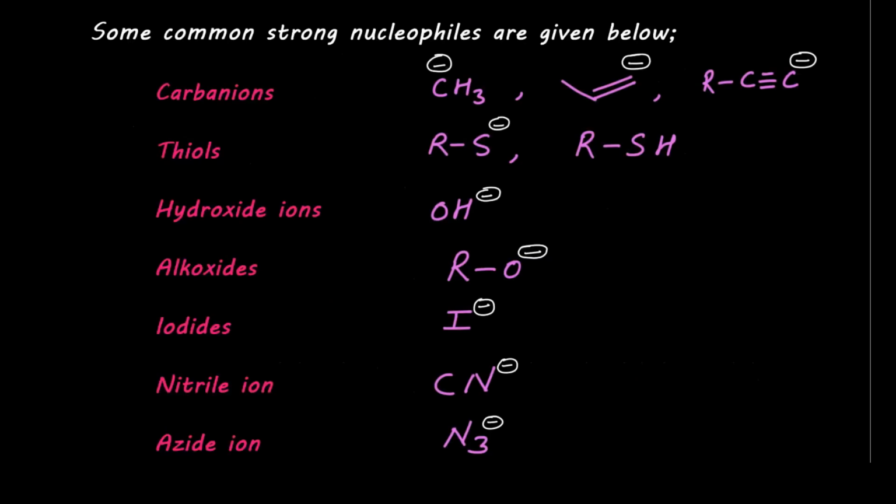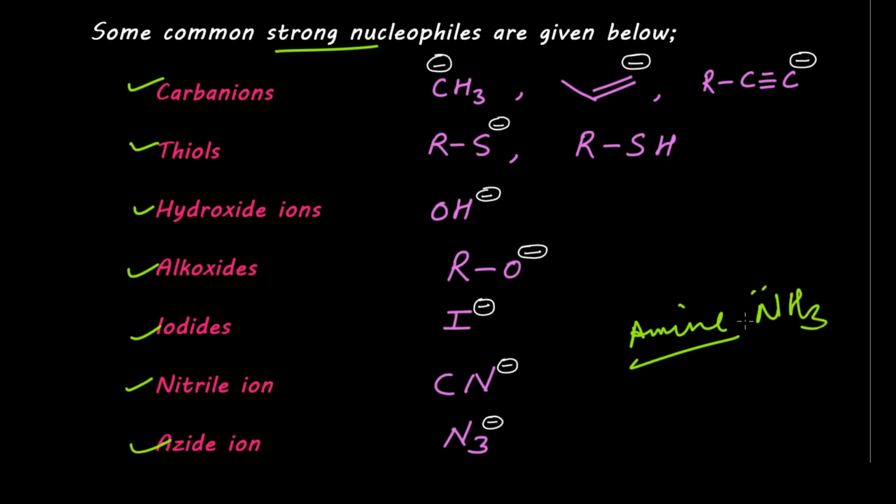Now these are the examples of strong nucleophiles. These are some common nucleophiles which are strong in nature, and the examples are given below. First one is carbanions, then thiols, then hydroxide ion, alkoxide, iodides, nitrile ion, azide ion. You can also add amines, that is NH3. This is also a strong nucleophile. Right? So these are a few examples of strong nucleophiles which will give SN2 mechanism.